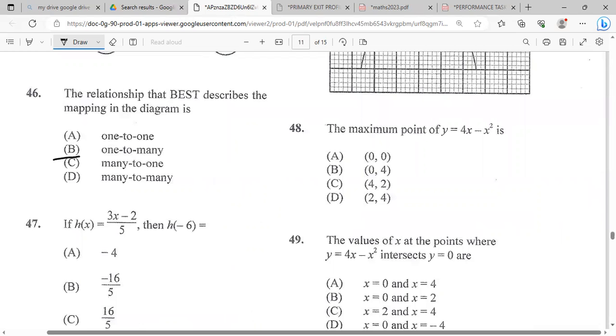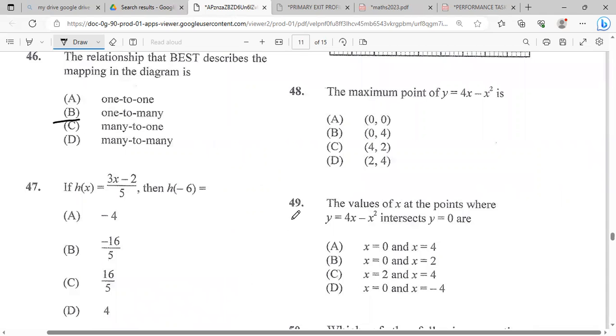If h of x is equal to 3x minus 2 over 5, then h of negative 6 is. So all we're going to be doing is just substitute the value and work it out. Guys, don't make these little functions seem complicated. It's just substitution, all right? So we're just substituting.